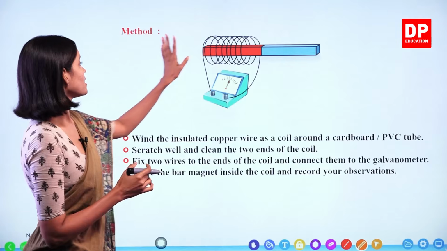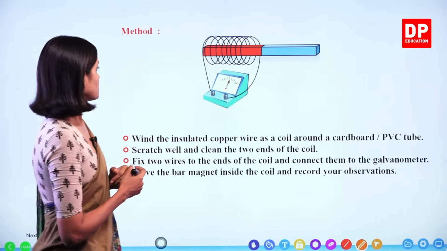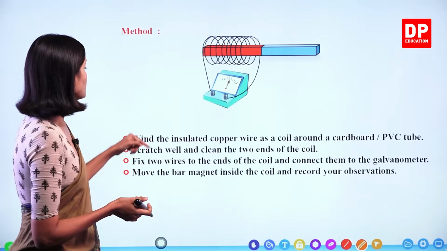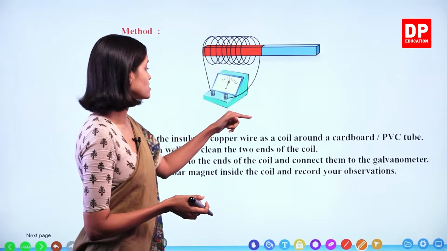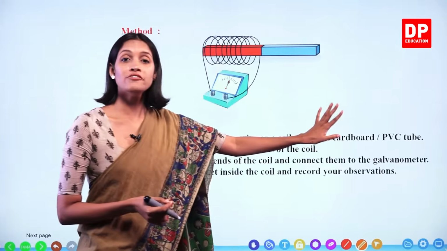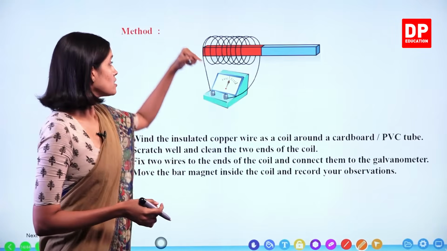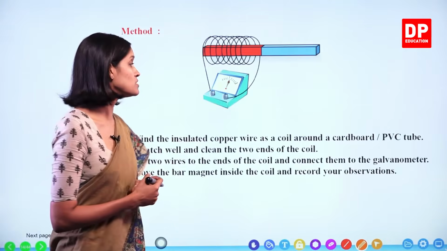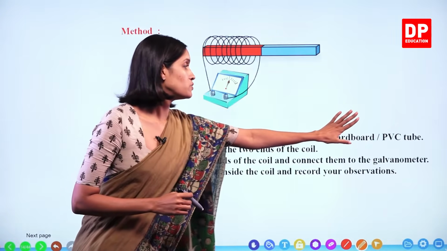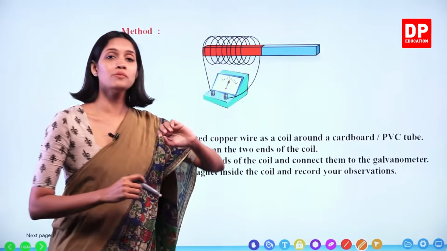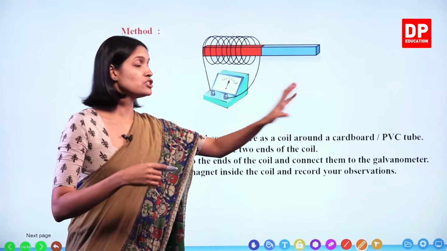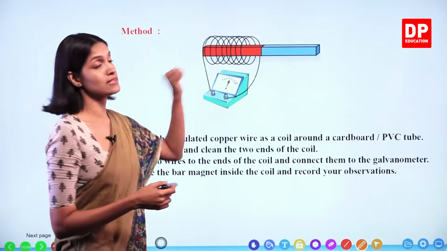Okay, look at the method. While doing this one, we'll label the diagram as well, okay? Wind the insulated copper wire as a coil around a cardboard. We have to first make a coil like this using the insulated copper wire. How to do this one? You have to use a PVC tube or cardboard and you can wind the copper wire around this tube and you can make a coil like this.